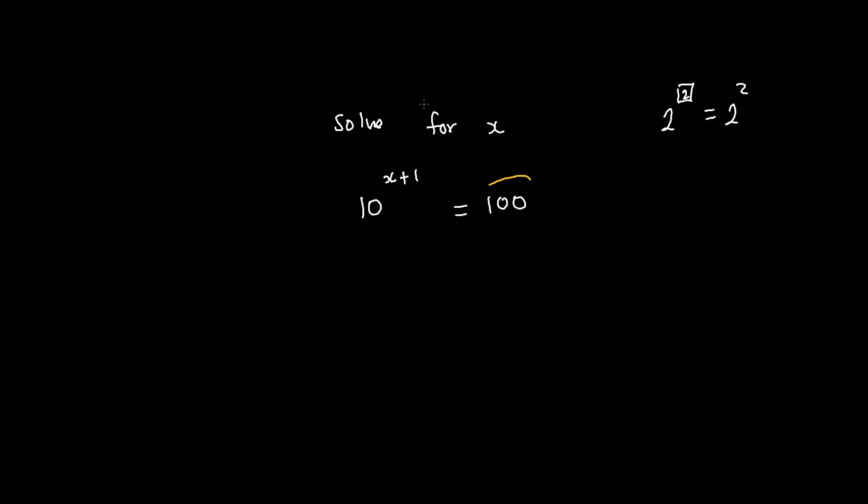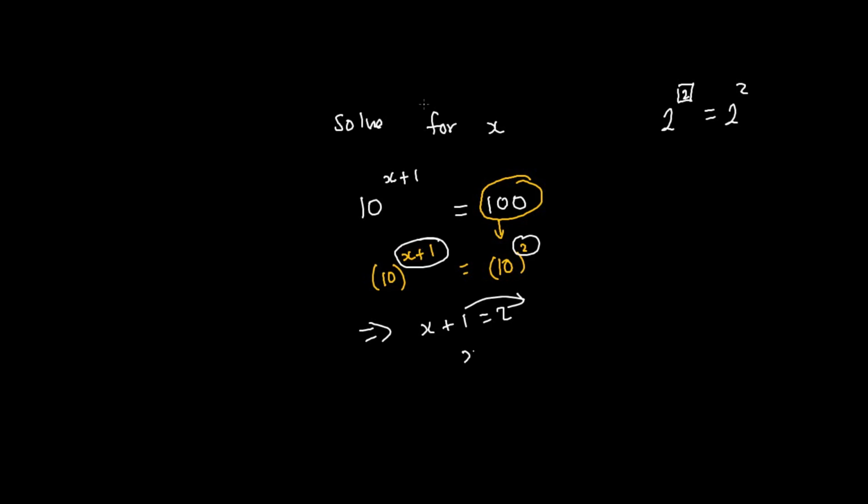So instead of writing 100, I can write 100 as 10 raised to the power of 2. And this is basically 10 raised to the power of x plus 1. So since the two bases are 10, it implies that the exponents should also be equal to each other. It's x plus 1 is equal to 2, and I can solve for x. So x is equal to 2 minus 1, x is equal to 1. So when I substitute 1 here, it's 10 raised to the power of 2, which is 100, right?